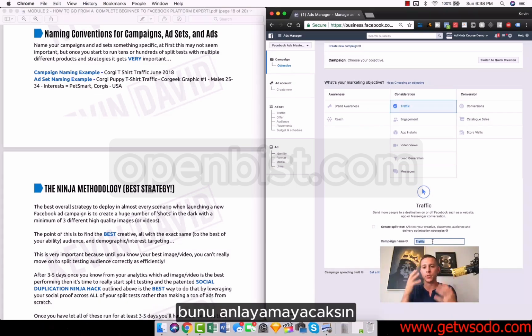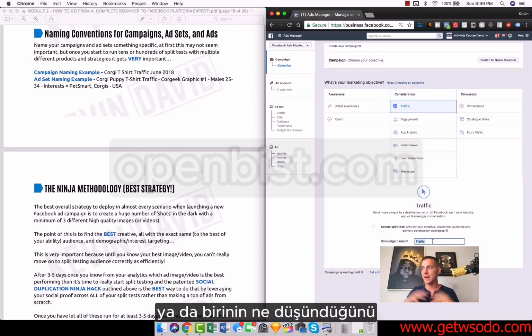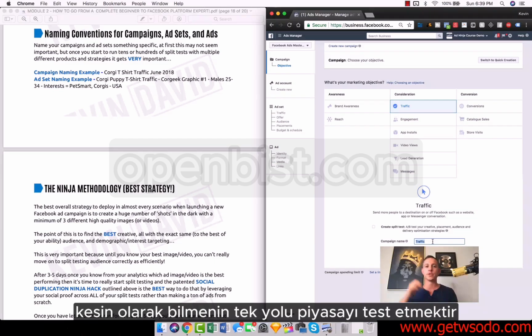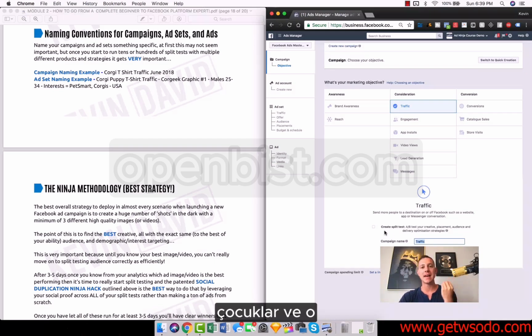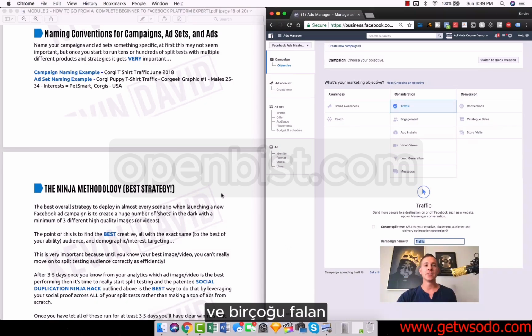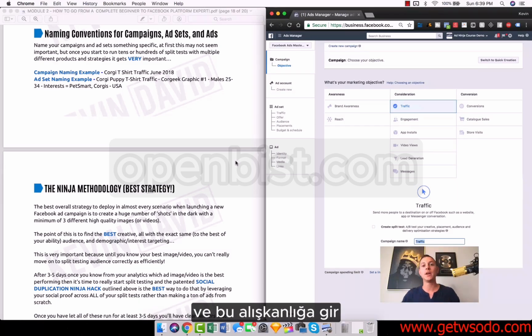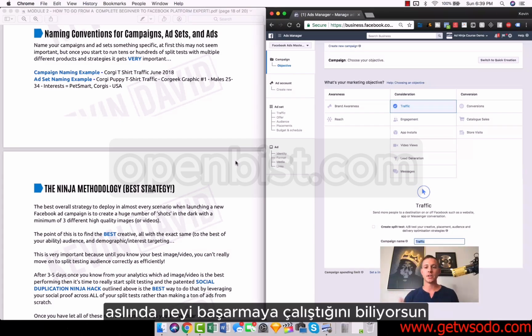So, you won't be able to figure that out. And no matter what I think or what you think or what anyone thinks, the only way to know for sure is by testing the market, guys. And how you do that is by creating split tests, and a lot of them. And so, unless you actually name your campaigns and your ad sets correctly from the start and get into that habit, it's going to become very confusing, what you're actually trying to accomplish.